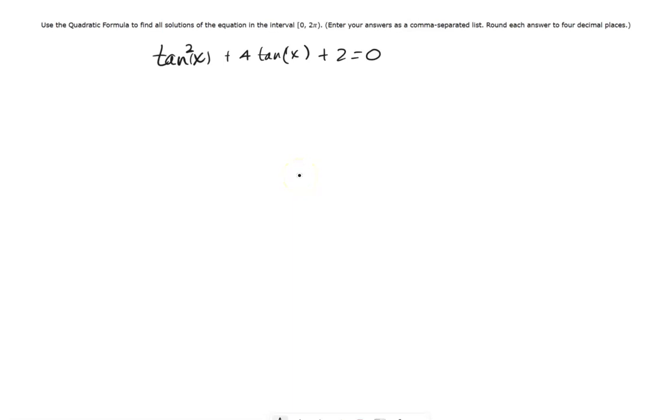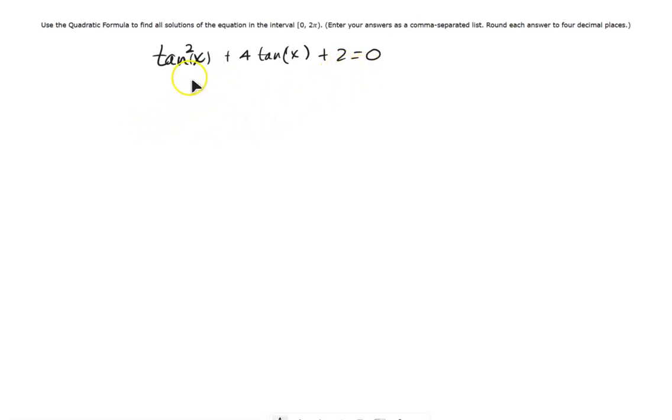Use the quadratic formula to find all solutions of the equation in the interval from 0 to 2 pi. Enter your answers as a comma-separated list. Round each answer to 4 decimal places. So we have tan squared x plus 4 tan of x plus 2 equals 0.